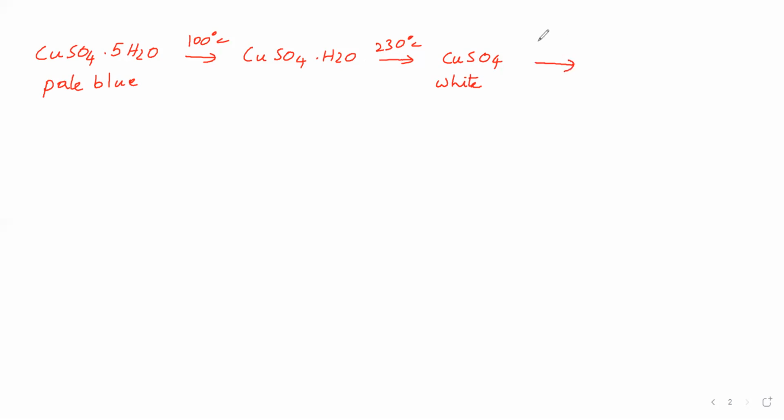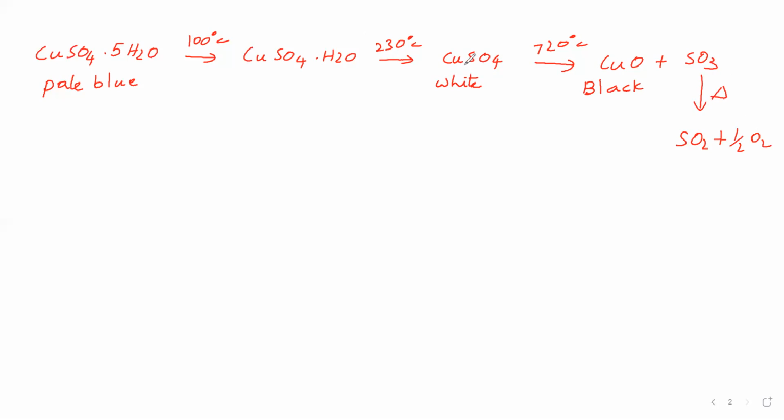On further heating to 720 degrees Celsius, it decomposes to give cupric oxide, black, and sulfur trioxide SO3. This on further heating decomposes to give sulfur dioxide and oxygen. So blue vitriol on heating behaves like this.